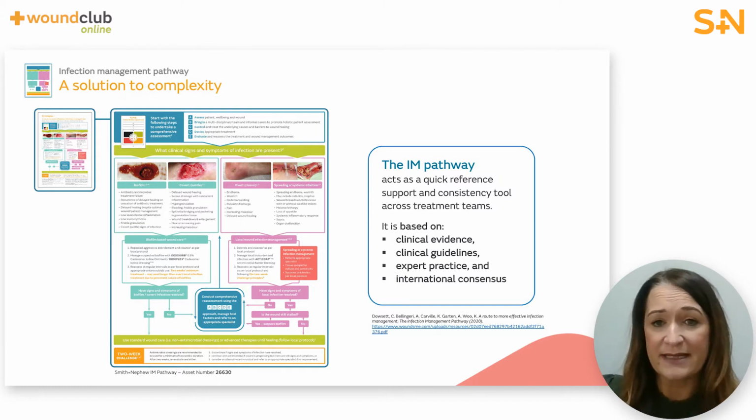Based on global practice, clinician survey feedback and in collaboration with international wound experts, the infection management pathway was created and published to support and guide clinical practice. The pathway is designed to give the clinician confidence when diagnosing the type of wound infection that is being presented. In the following slides, we will break down each section in more detail.